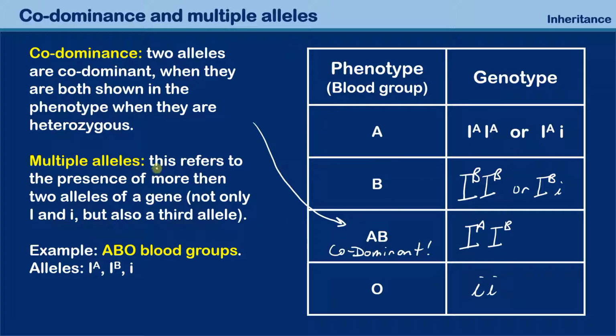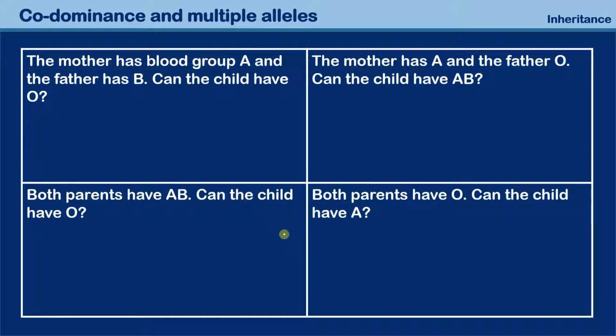Because we have multiple alleles, IA, IB, and little i, there are now more combinations possible, and this makes it very useful, or at least in the past, the blood group tests could be used to figure out who the father of a child is. If there was some uncertainty, sometimes, if you were a little bit lucky, certain possibilities could be ruled out. And I'm going to now give you 4 examples of this. The mother has blood group A and the father has B. Can the child have blood group O?